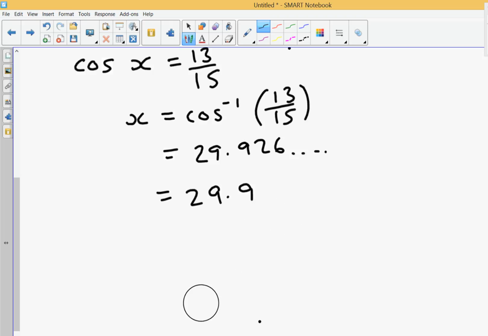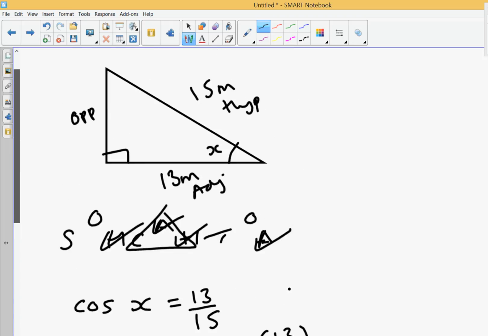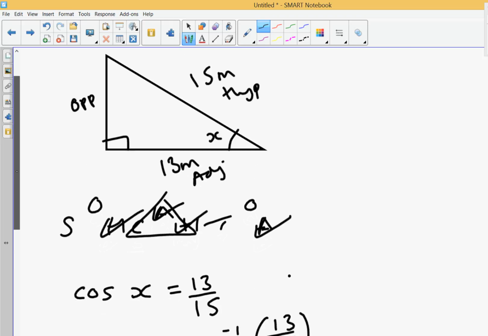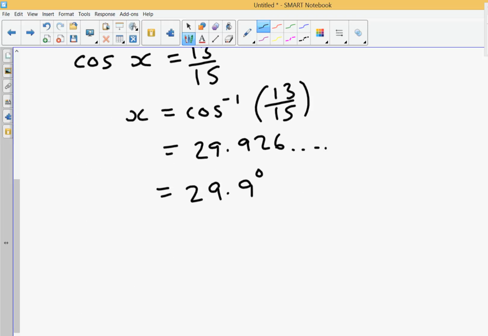Now, one of the most common mistakes here is people write the unit as centimetres, but we're actually trying to find an angle. So the unit here will be in degrees.